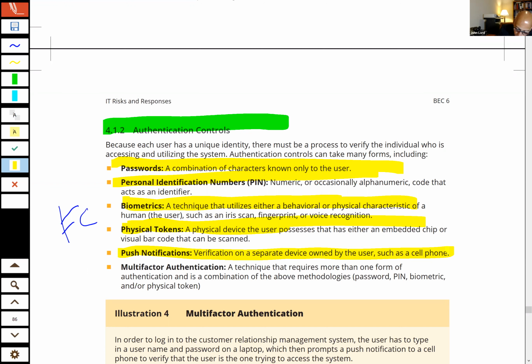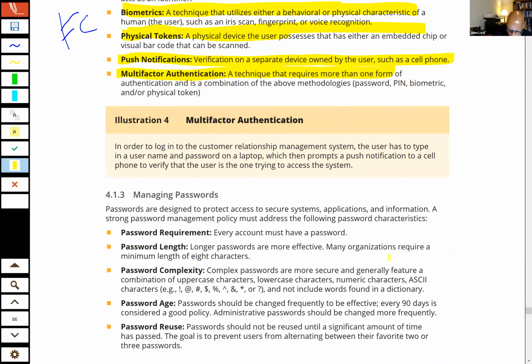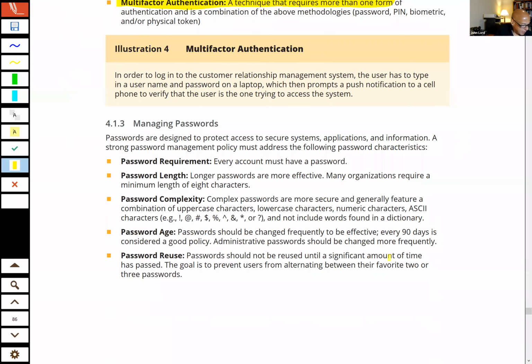Multi-factor, we will use more than one form. So not only will they require you to get some sort of push notification, but you'll also have to enter some sort of information like a password or something in addition to that.